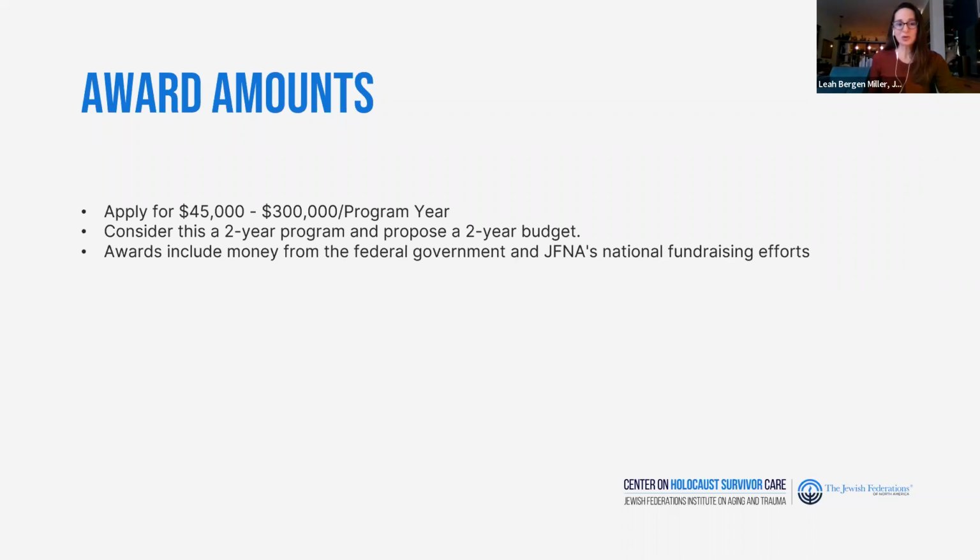Next slide, please. You can apply for a grant from JF&A for $45,000 to $300,000 for each program year. We consider this a 2-year program, and so you're going to have to propose a 2-year budget. Whatever you apply for in year 1, it will also be what you are applying for in year 2. Awards include money from the federal government and from JF&A's fundraising efforts, so it's important that you abide by all federal standards that are listed in the RFP.